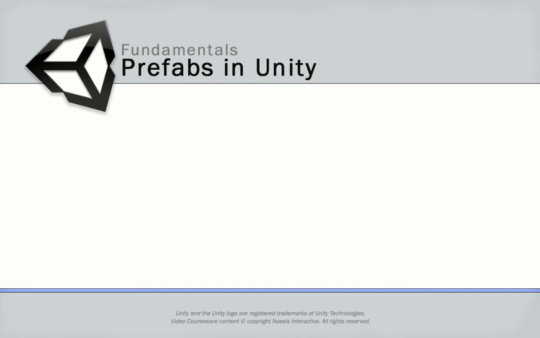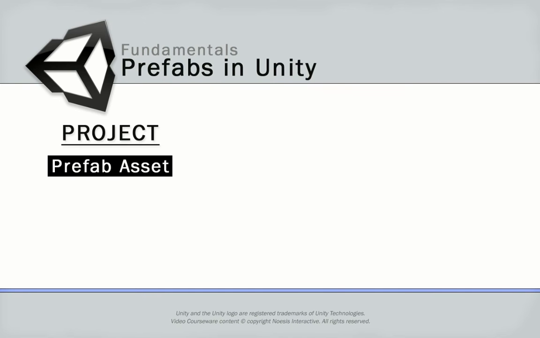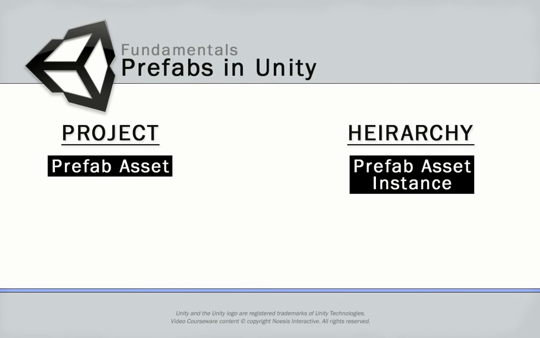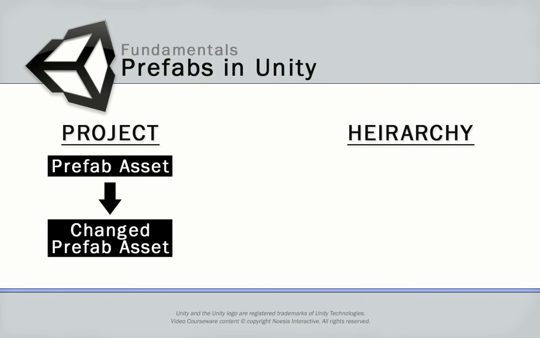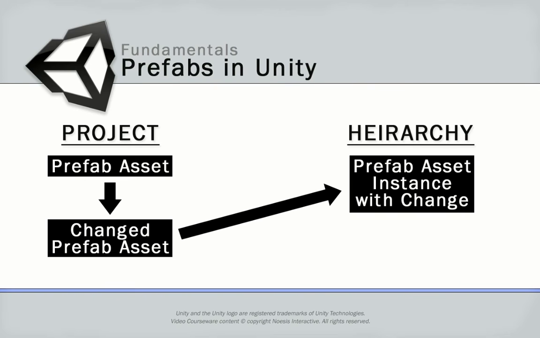Okay, so the way that prefabs work is you have an asset in the project window. That's the prefab. Now when you drag it onto the hierarchy window, it becomes an instance of that prefab. If you change the prefab in the project window, all the instances in the hierarchy window will also be changed to reflect what you did in the project window.